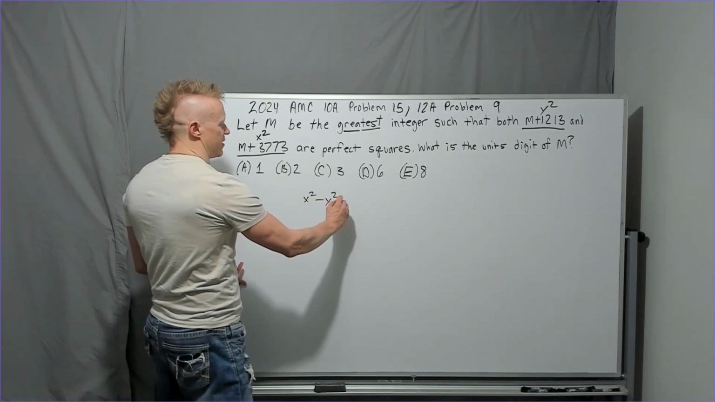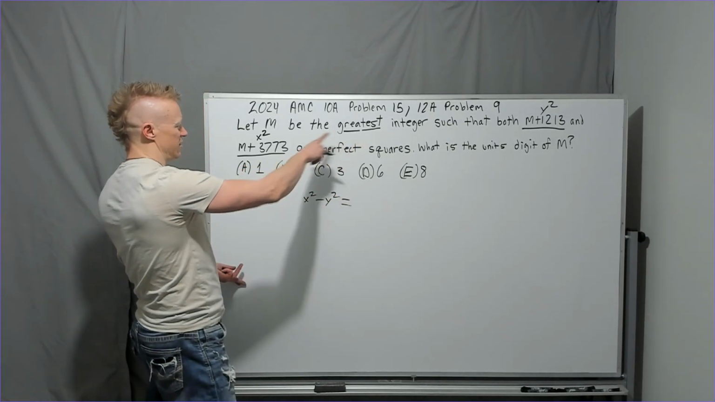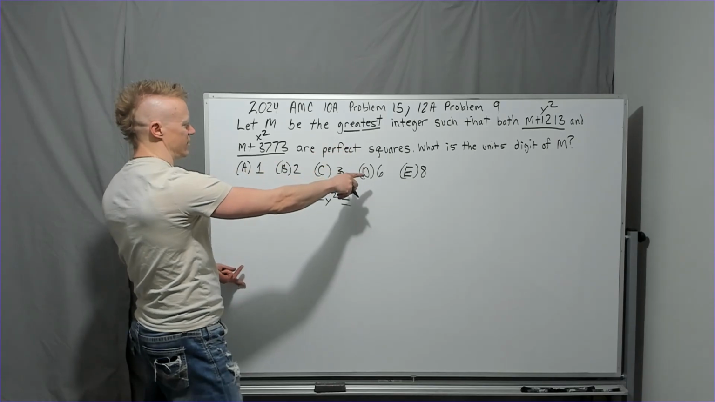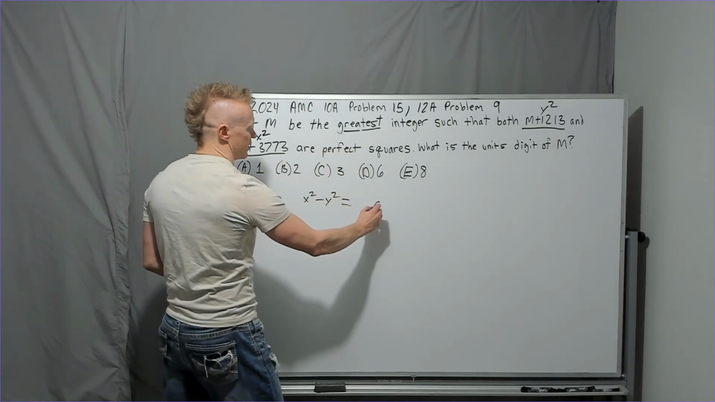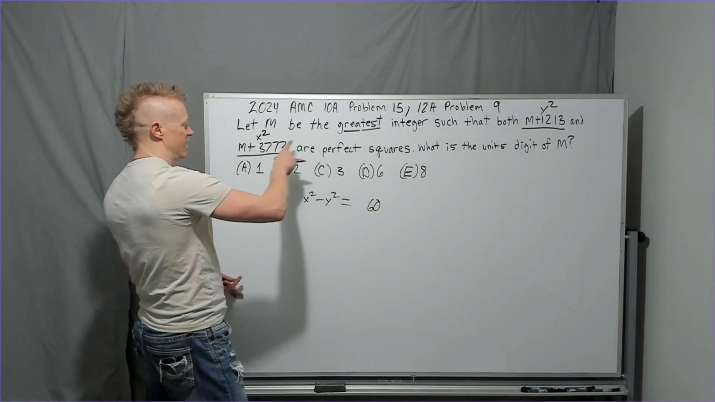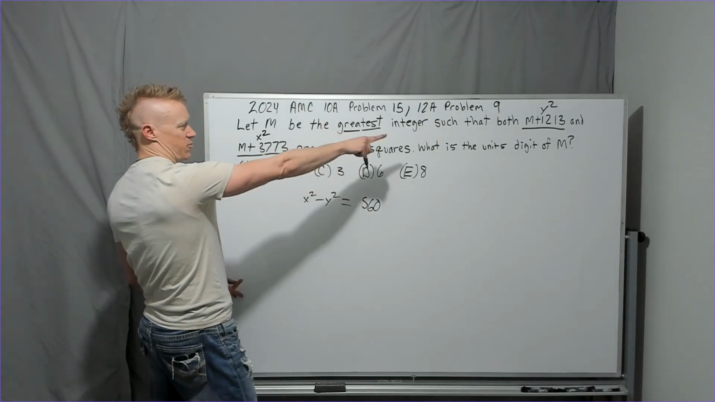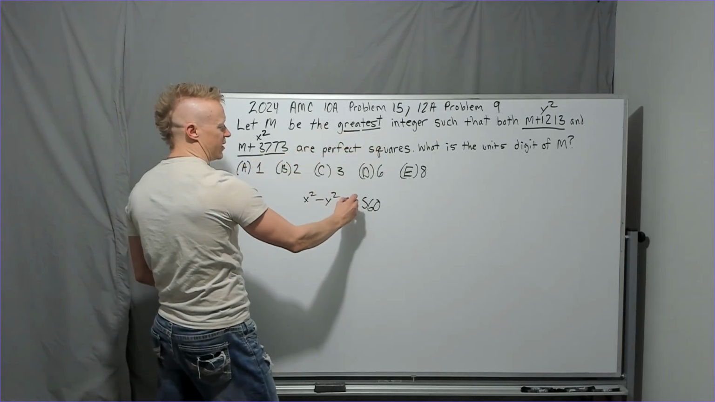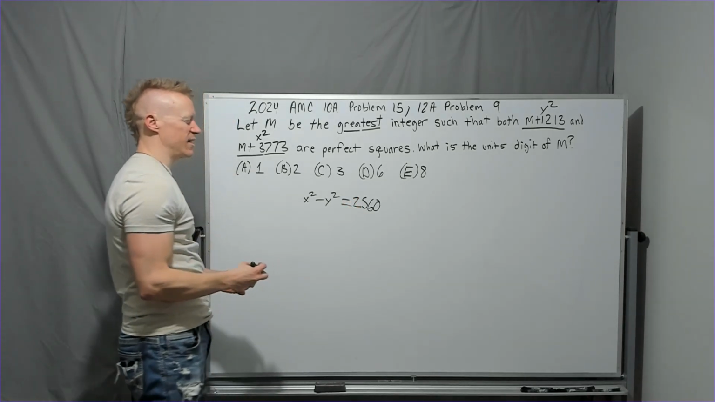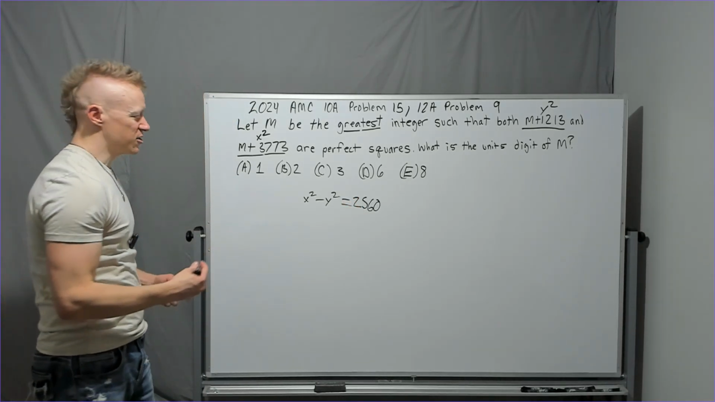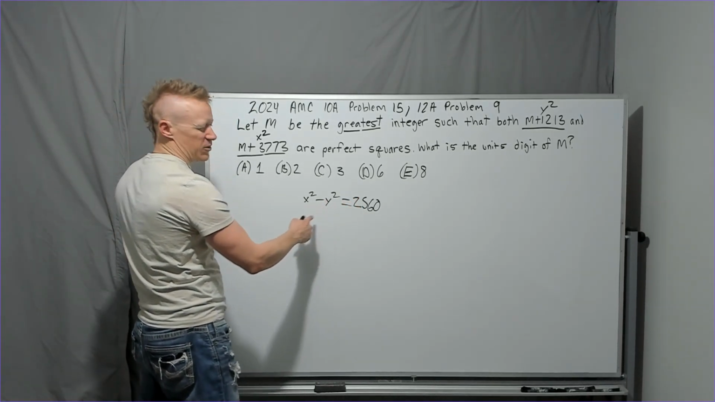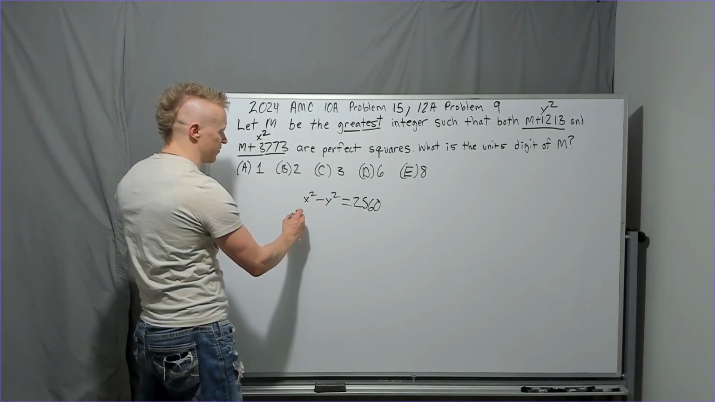X squared minus y squared is, the 3's cancel, 7 minus 1 will give us a 6. So you're going to have 0 and 6. This 7 in the hundreds place minus that 2 is a 5, and the 3 in the thousands place minus the 1 is a 2. So you get 2560. At this point, you did this for a reason. You did it so you could factor.